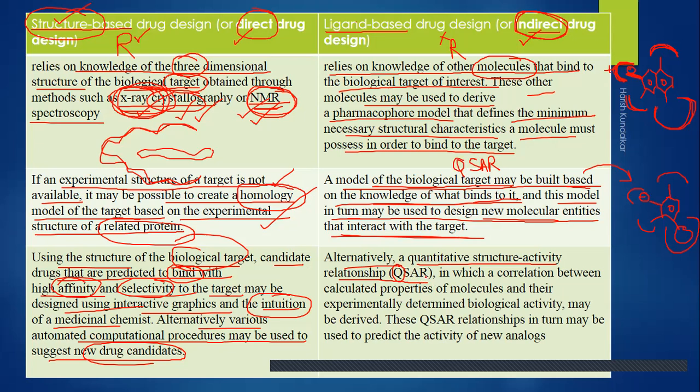And in quantitative SAR, that is QSAR, what do we do? We develop a correlation between the calculated properties of the molecules and their experimentally determined biological activities. So these QSAR relationships in turn may be used to predict the activity of new analogs. All right. So again, let us try to understand what is QSAR.